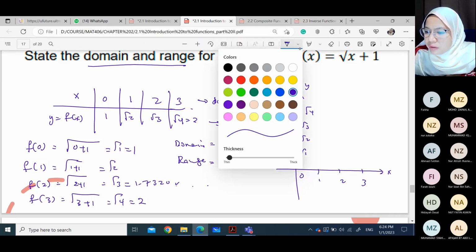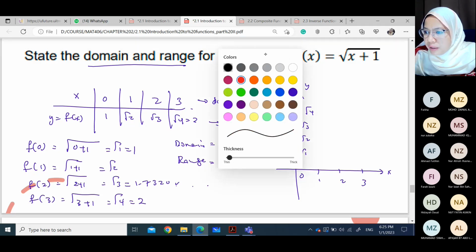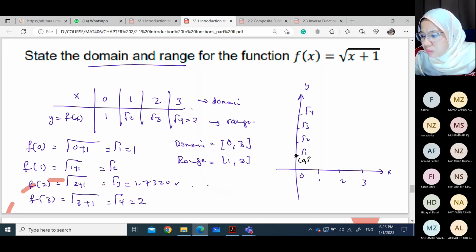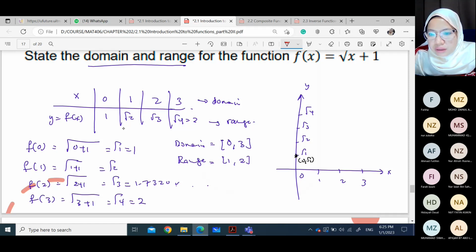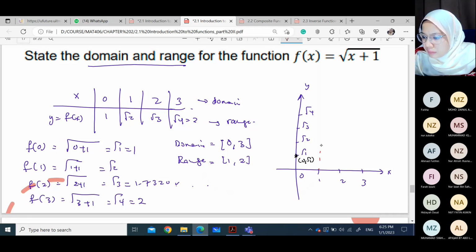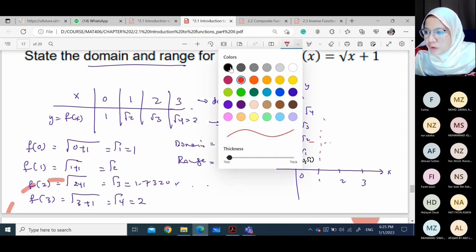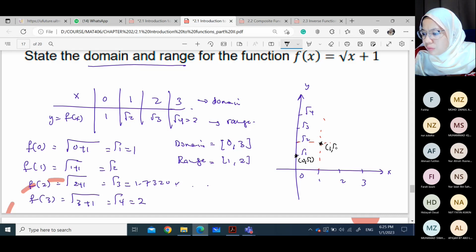Okay, so kita plot graph. When X equals to 0, so Y is 1. So ini point dia kat sini. Point yang pertama, 0, square root of 1 ataupun 0, 1. Yang kedua, X equals to 1. Okay, and our range is square root of 2. So this is the point. Okay, so this point is about 1. Range dia adalah square root of 2.